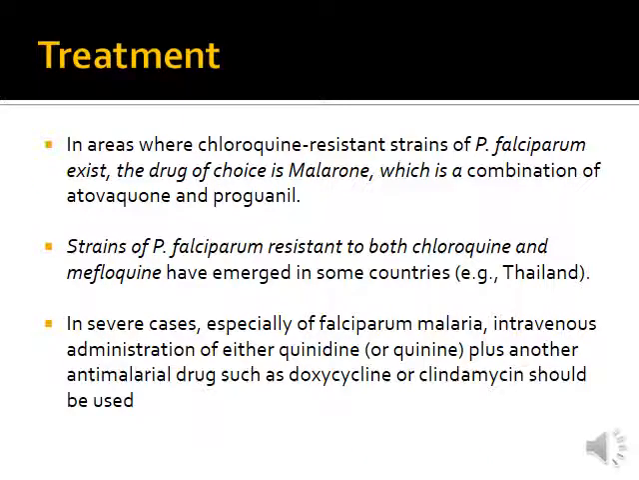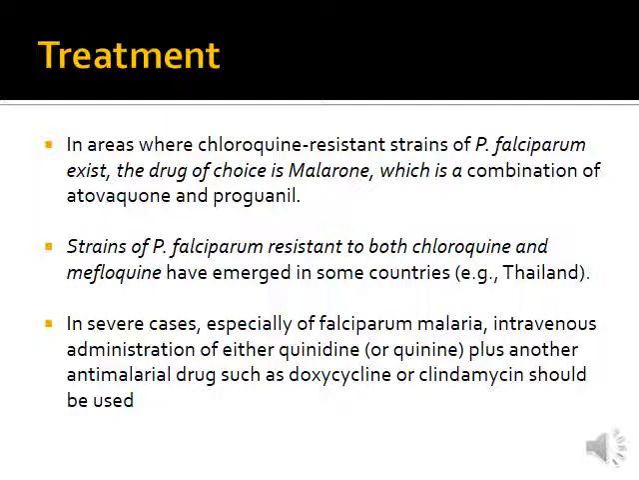In areas where chloroquine-resistant strains of Plasmodium falciparum exist, the drug of choice is Malarone, which is a combination of atovaquone and proguanil. Strains of Plasmodium falciparum resistant to both chloroquine and mefloquine have emerged in some countries like Thailand.